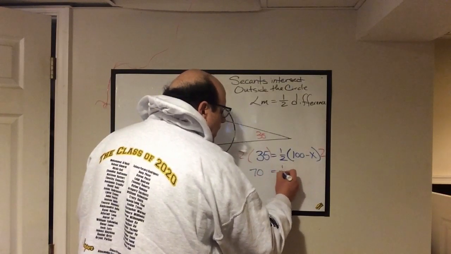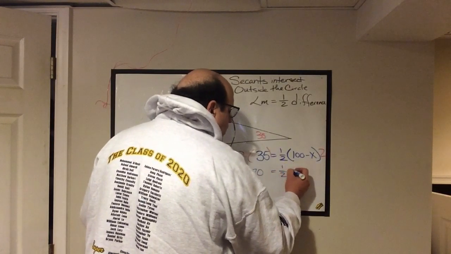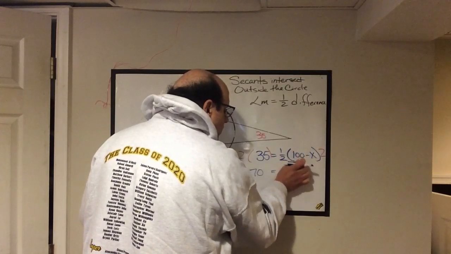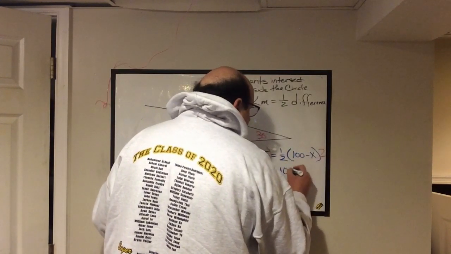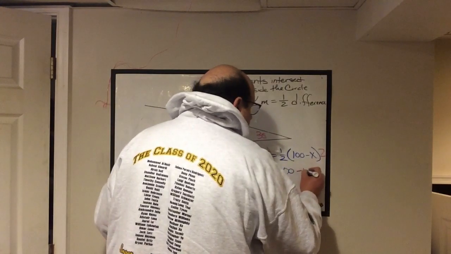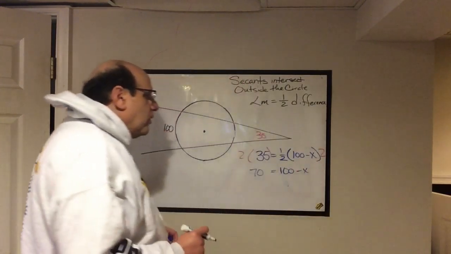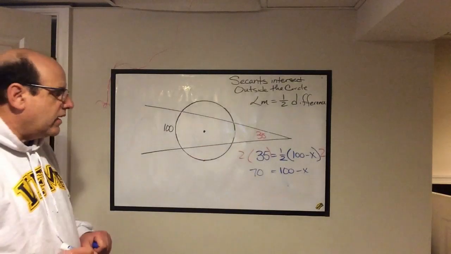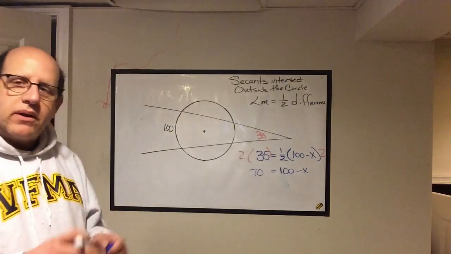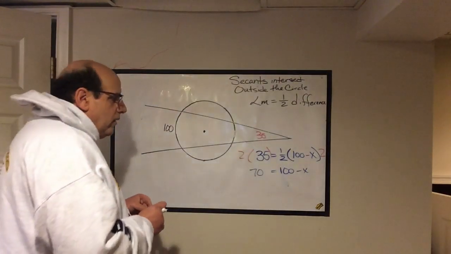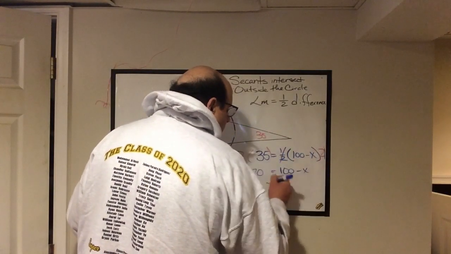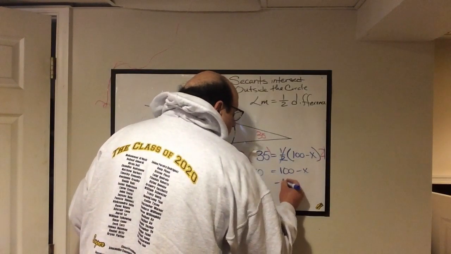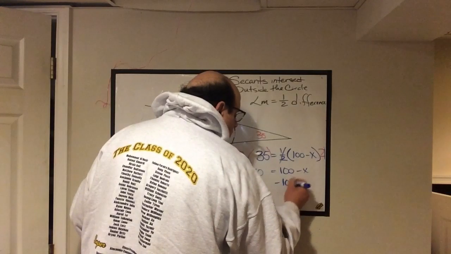And here we go: 70 equals 1/2. Oh, I lied to you. Sorry. The 2 and the 1/2 cancel out, leaving minus x. Okay, well, I have a minus x there. I don't really like it, but I'm going to survive with it. I forgot that these two things cancel out. So I'm going to subtract 100 from both sides.